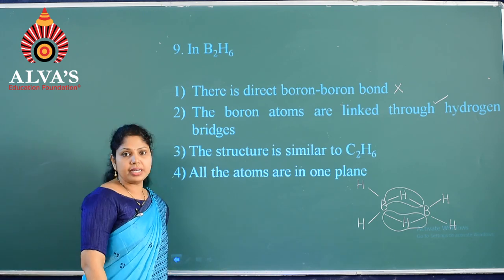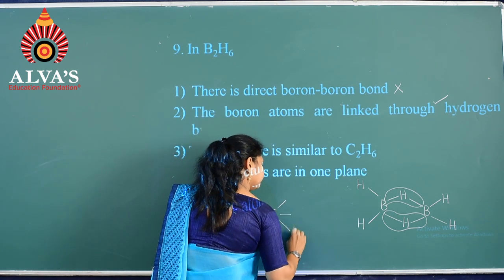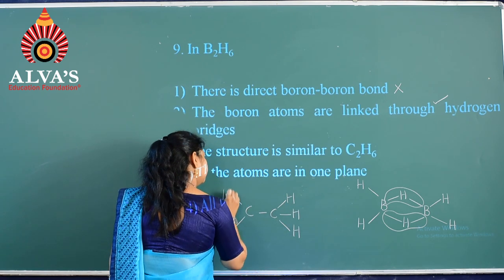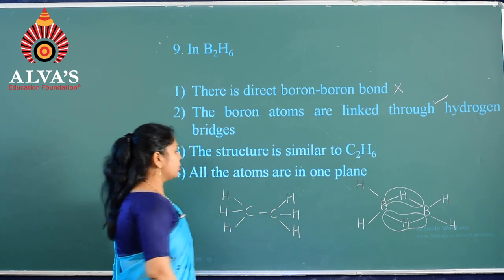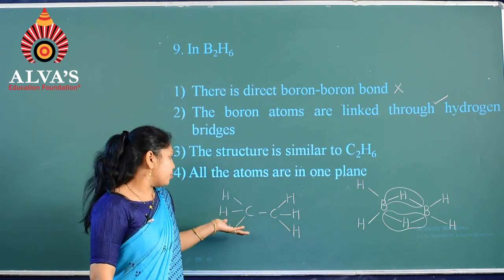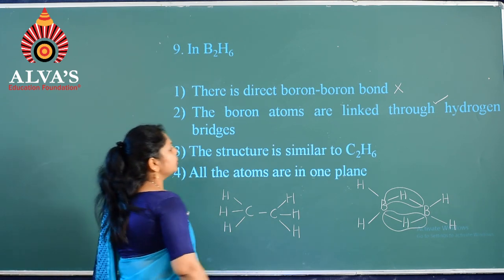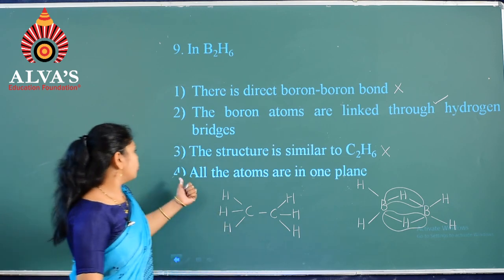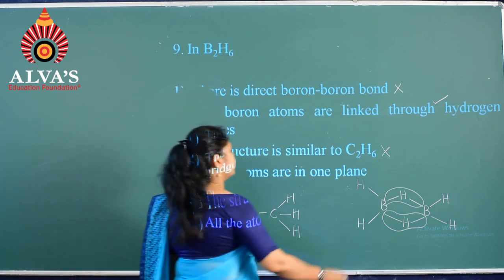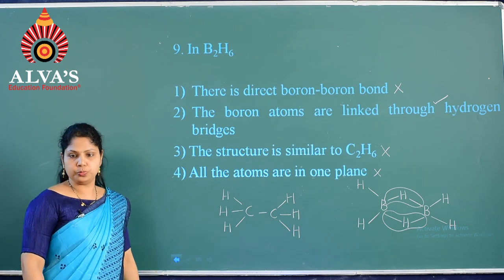The structure is similar to ethane. If you observe the structure of ethane, here all the hydrogen atoms lie in the plane and there is a carbon-carbon bond, whereas this type of structure is not available in the case of diborane. Hence, option number 3 is wrong, and in option number 4, all the atoms are in the plane, but the 2 hydrogen atoms are not in the plane, hence option number 4 is also wrong. So, the correct option is option number 2.